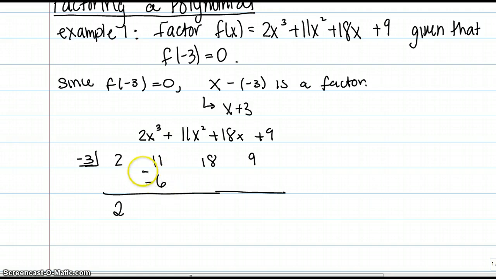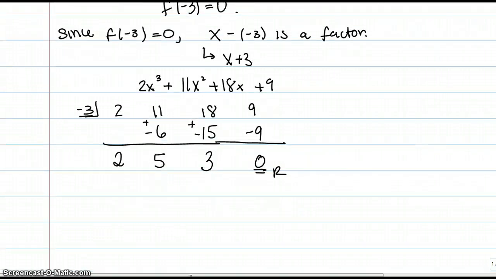And then I add down the column, so that's 5. Then negative 3 times 5 is negative 15. Again, add down the columns, I get 3. So then negative 3 times 3 is negative 9. So my remainder here is 0. So now my answer, or my new factor, becomes 2x squared. Remember, we started with x to the third, so our first term in our synthetic division answer is x squared, and so the coefficient is 2, plus 5x plus 3. So that's what we get from using synthetic division.